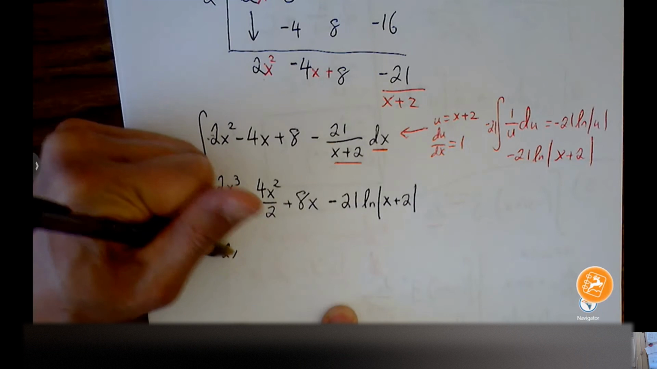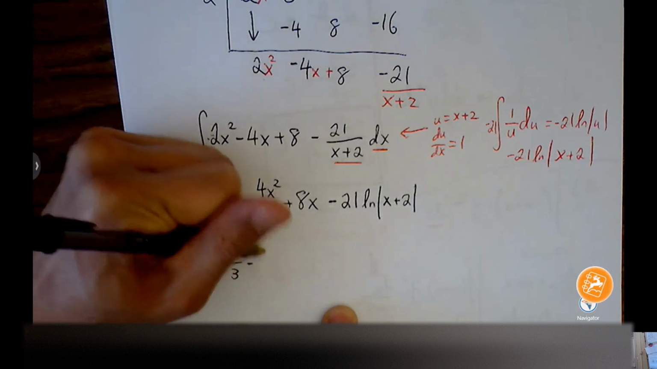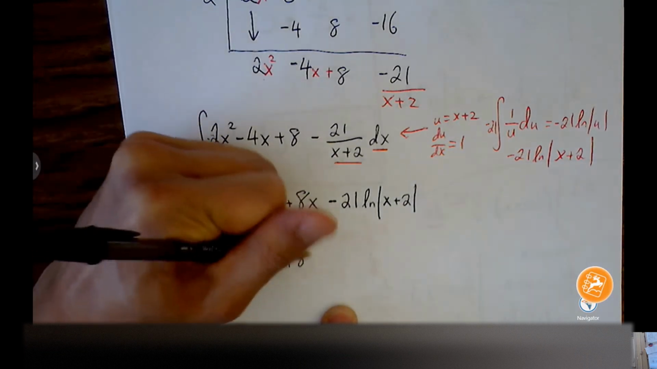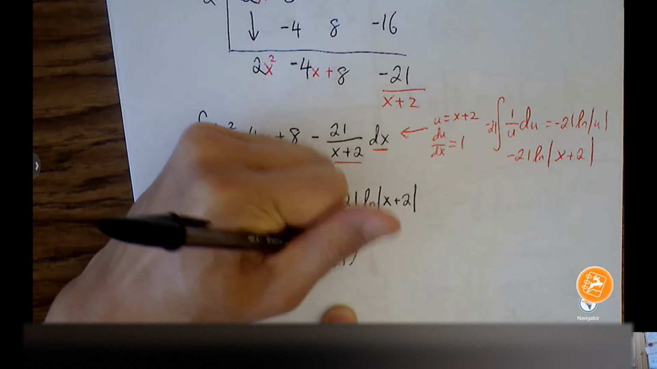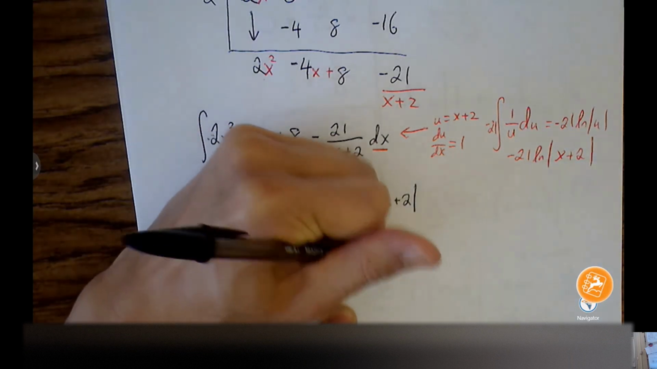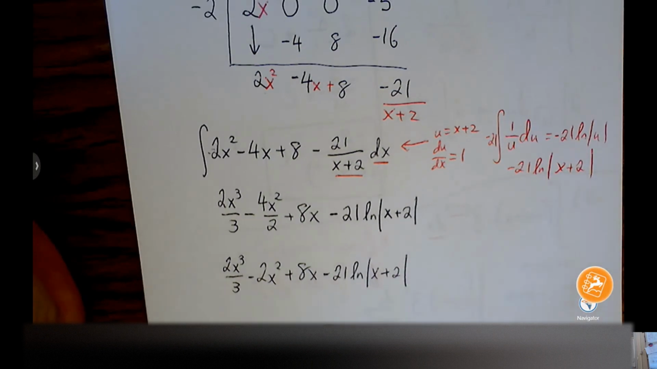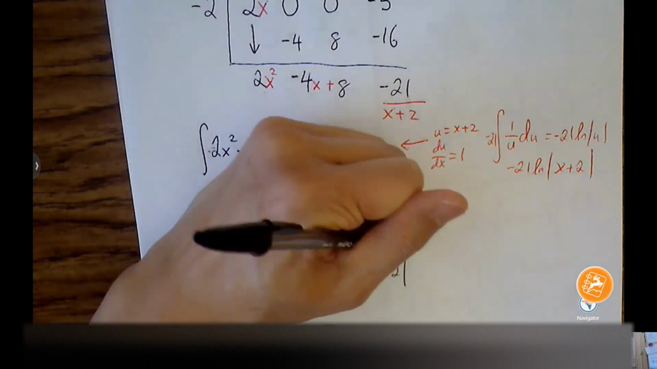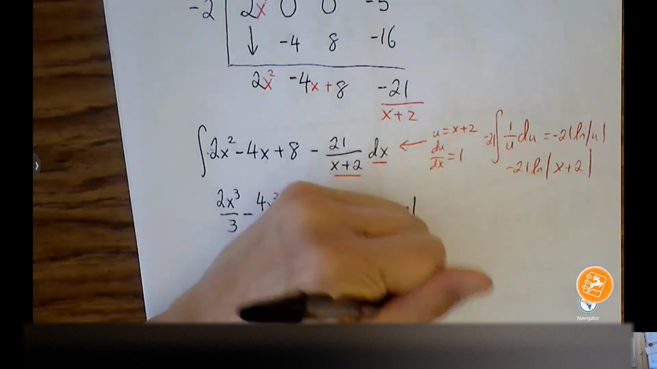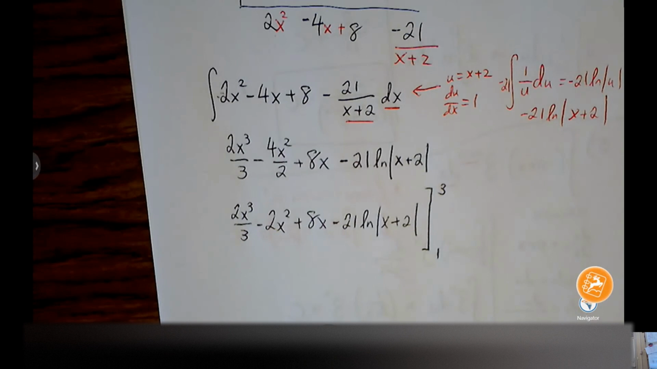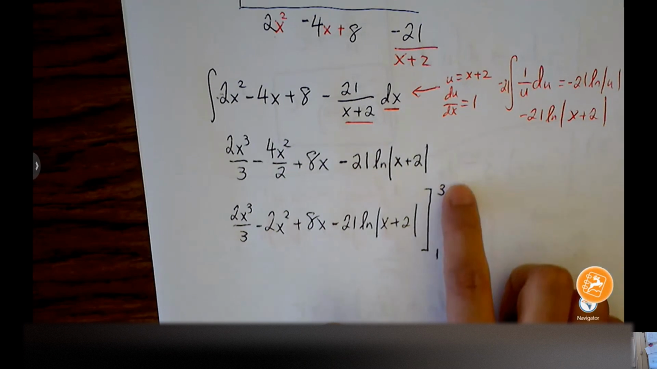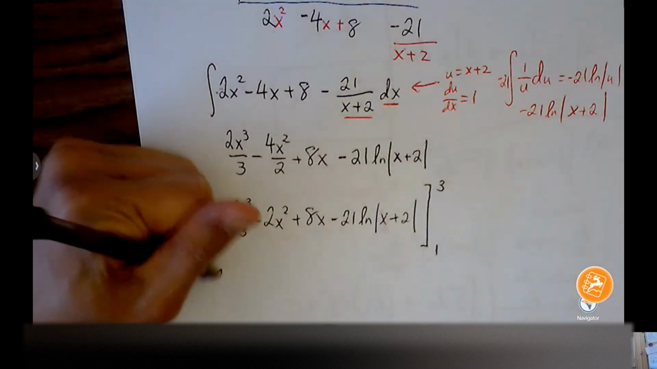Let me rewrite this. Okay, everything's in terms of x. We don't have to do any sort of adjusting with our bounds because everything's in terms of x. So again, no plus C. Okay, what do we plug in first? Yeah, upper bound first. Upper bound gets plugged in first.